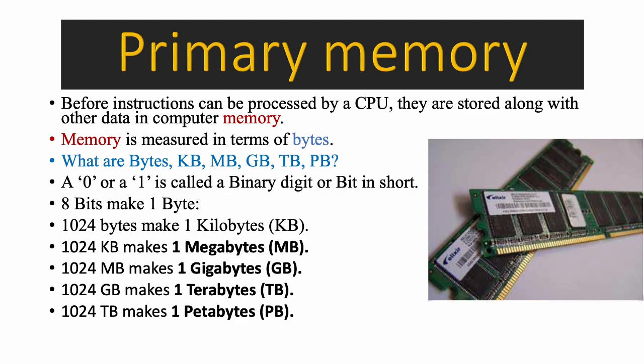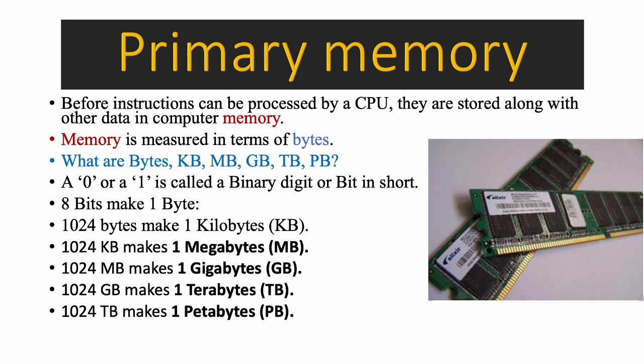Let us talk about the primary memory. Primary memory, also known as the main memory, is essential for storing data temporarily while the CPU processes it. This type of memory is fast and directly accessible by the CPU. It includes RAM, abbreviation for Random Access Memory, which is volatile and loses data when power is off. Another type is ROM, the abbreviation of Read-Only Memory, which is non-volatile and stores critical startup instructions.